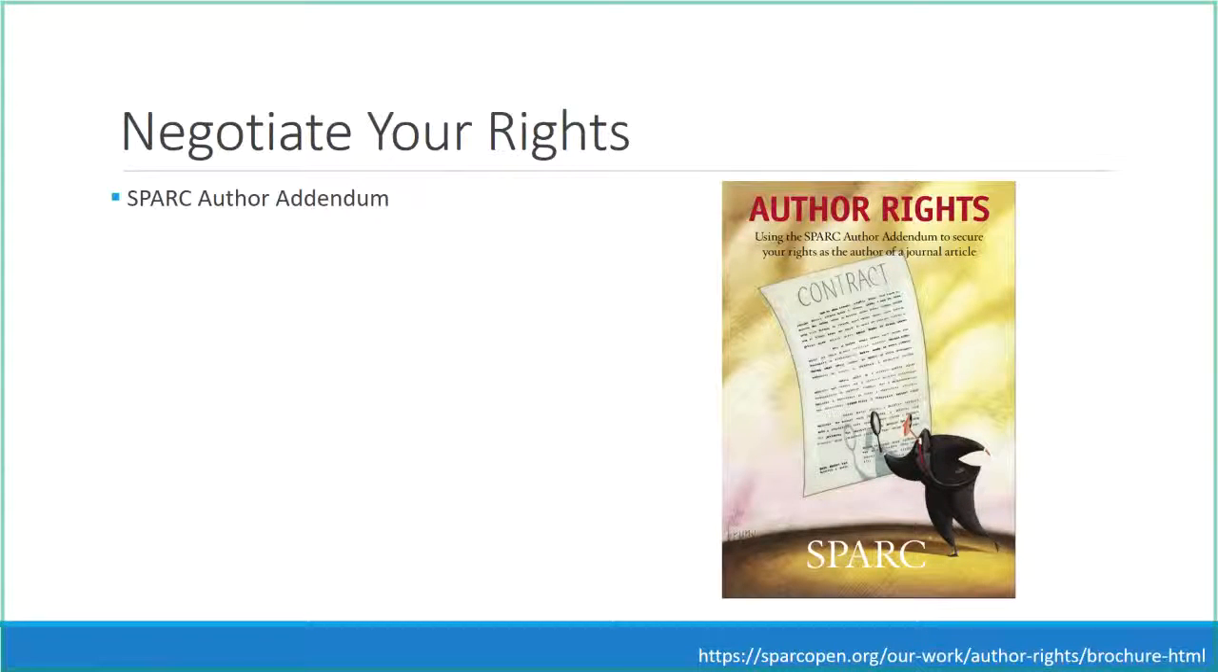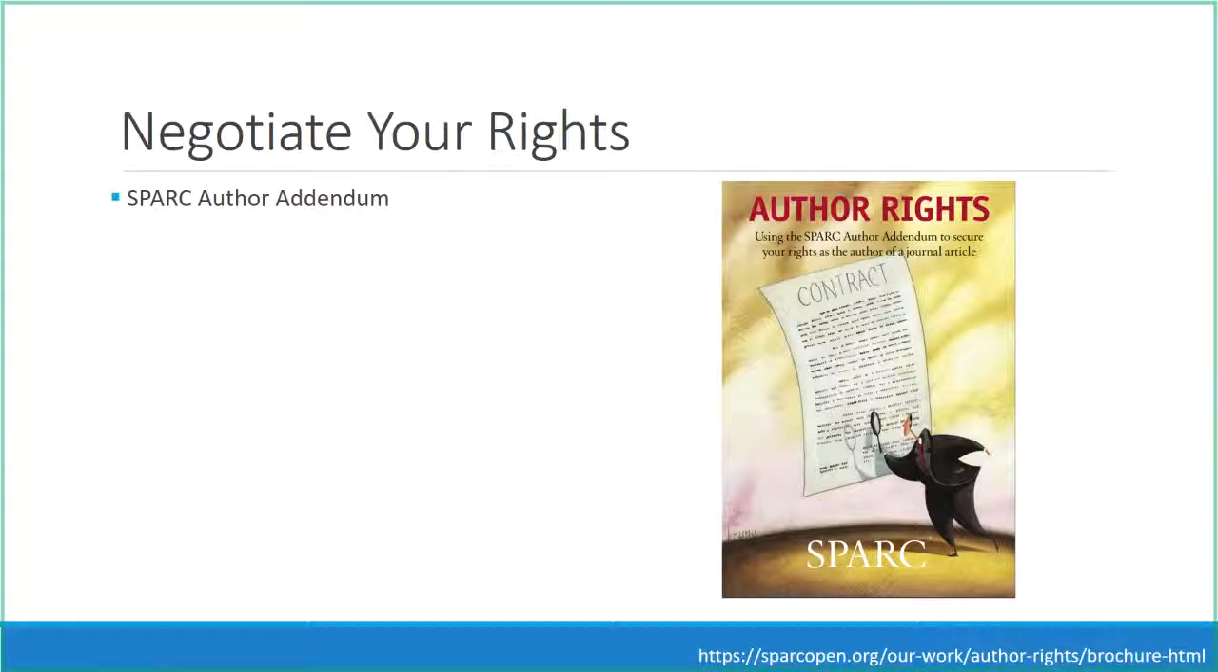So one thing you can do, if you don't approve of the copyright agreement when you're publishing a paper, is you can actually negotiate for it. Here I have the URL of a site called the SPARC Author Addendum. And this is actually a legal document that you can send to a publisher to say, I want to retain copyright in my work.